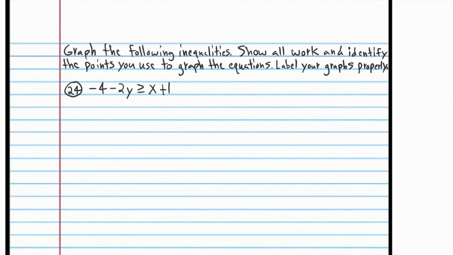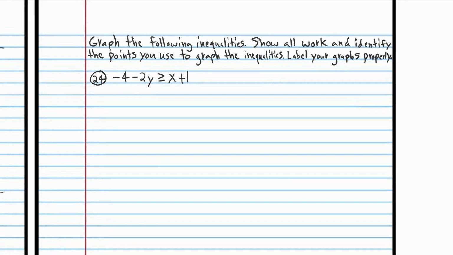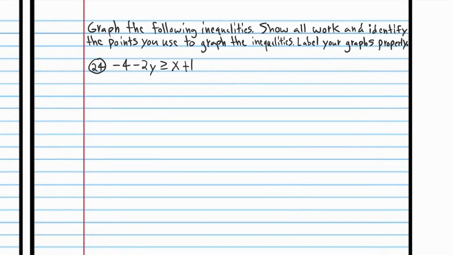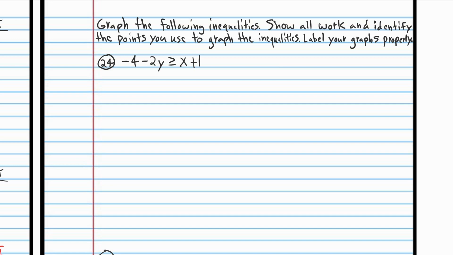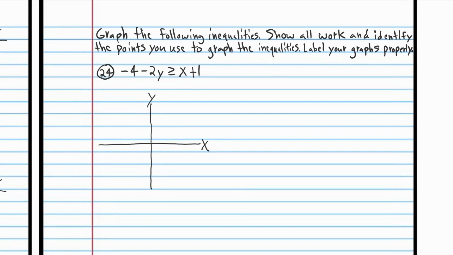All right, on to 24. Graph the following inequalities, show all work, and identify the points you use to graph the equations. Label your graphs properly. This should not say equations, it should say inequalities. I meant to write inequalities there. All right, so this is the same problem that we just did, except we're going to be graphing inequalities, but it's pretty much the same process with a few minor differences. So we're going to graph 2 points as usual.